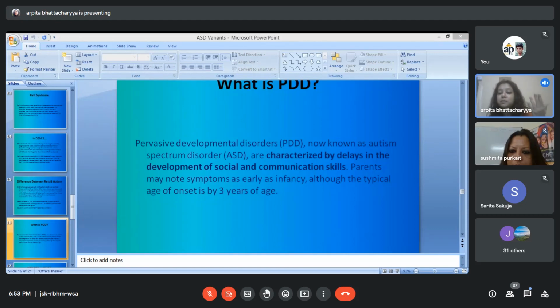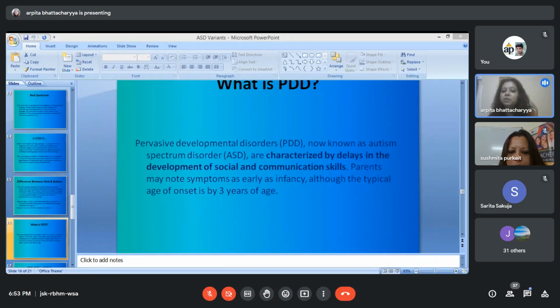You might get prescriptions from doctors, psychologists, or rehab professionals, written for your child, with PDD, or PDD-NOS with a question mark. These kinds of things are written in prescriptions. So this is what PDD is all about. Just remember the visual of an umbrella, that is PDD.